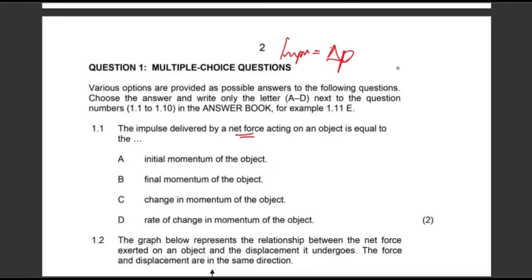But now we're talking about the net force. So the impulse delivered by the net force is equal to the change in momentum. So I'm going to go with option C, because option A talks about the initial momentum. Nope. Final momentum, rate of change of momentum. The rate of change of momentum is the force itself. But now they're talking about the impulse. So change in momentum would be the best option for that question.